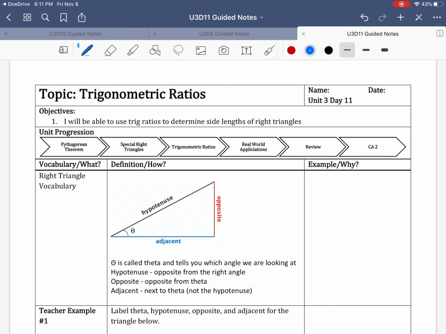Hi guys, today we're talking about trigonometric ratios, Unit 3, Day 11. Our objective is that I will be able to use trig ratios to determine the side length of right triangles.